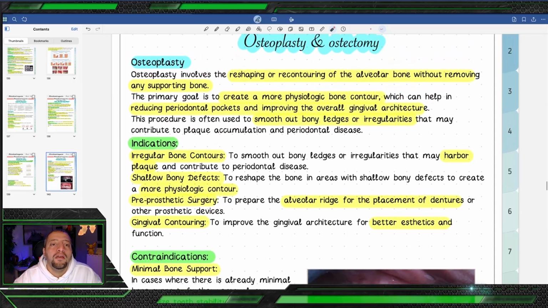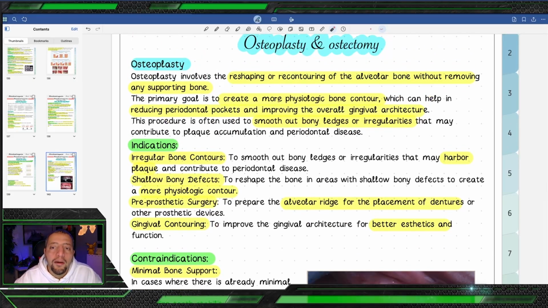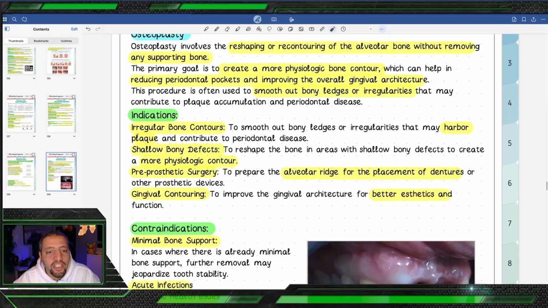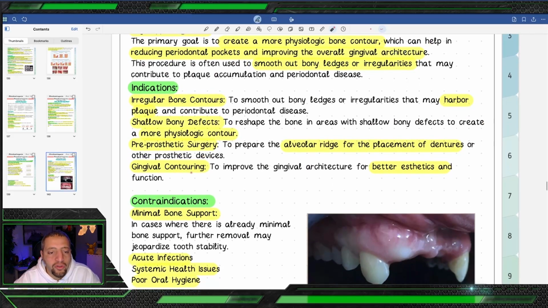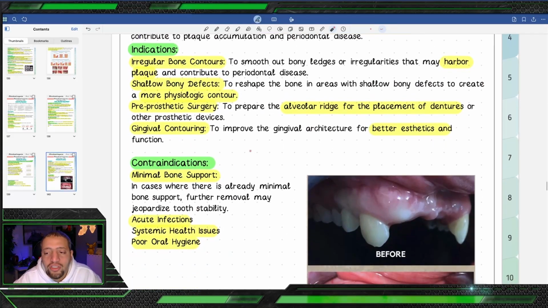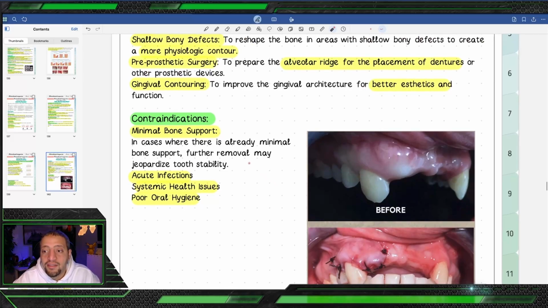Okay, so the primary goal is to create a more physiological bone contour, which can help in reducing periodontal pockets and improving overall gingival architecture by smoothing out bony ledges or irregularities. Indications: irregular bone contour, shallow bony defect, pre-prosthetic surgery, and gingival contouring. Contraindications: for any bone cutting when we start with minimal bone support. If we have minimal bone support, we're doing nothing, we're doing this so the teeth can be filled later. Or acute infection, systemic health issue, or poor oral hygiene.